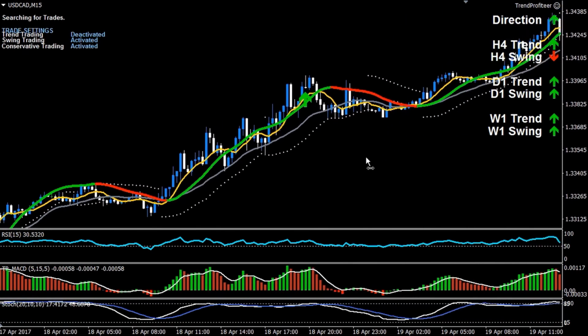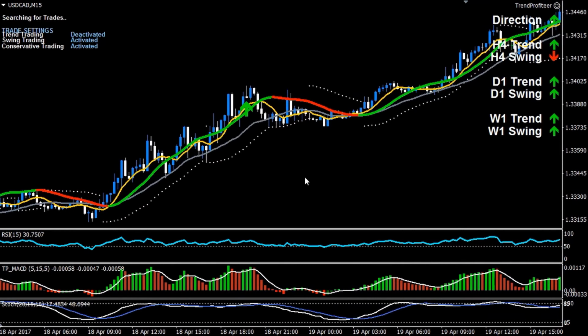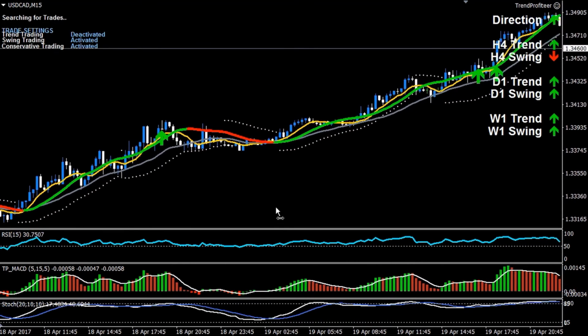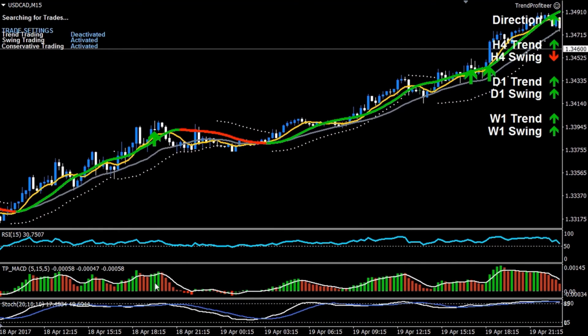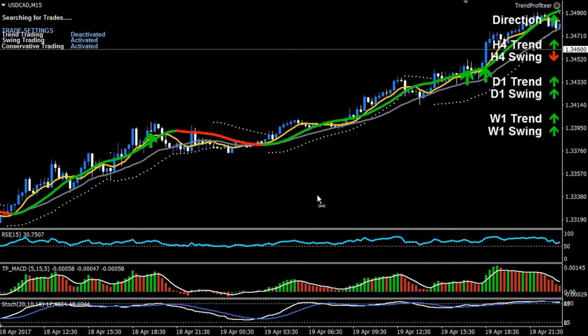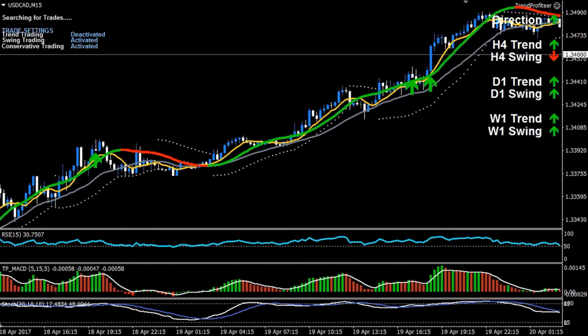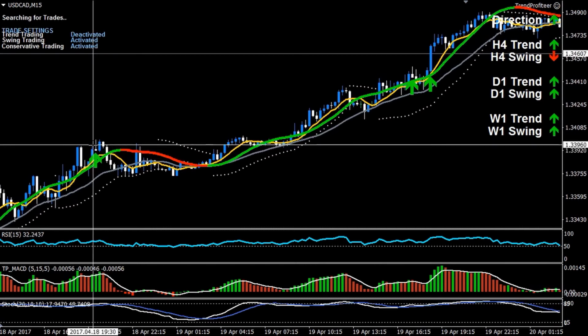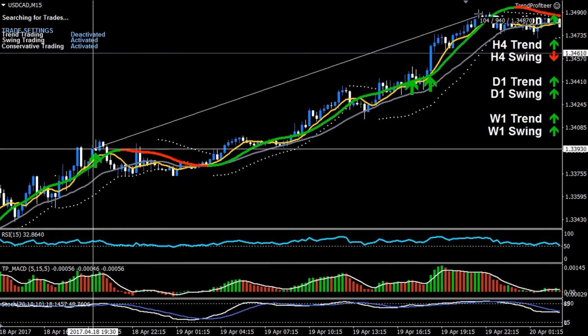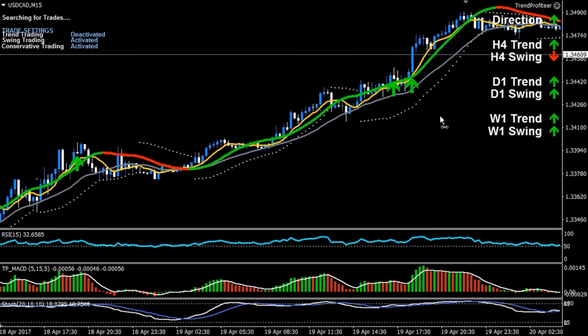And at that time, it's just interesting to note that there's another conservative swing trade occurring here. Again, we have the MACD green histogram bar poking above the signal line, which is what we need to see. And this trade continued to go up another almost 100 pips.